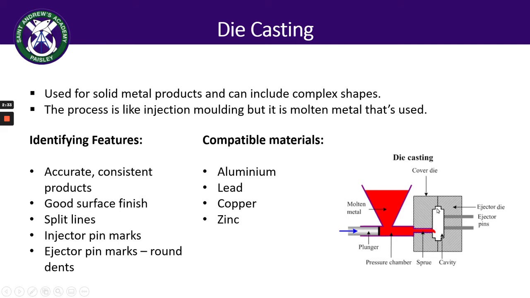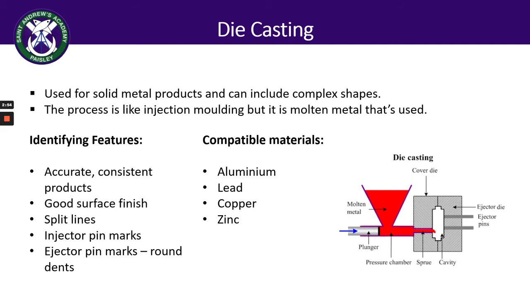These are pushed out by ejector pins, which force them out of the die, and they can be used over and over again to make high volumes of the same individual product. And with that, you'll get a really accurate product that's consistent in its form.